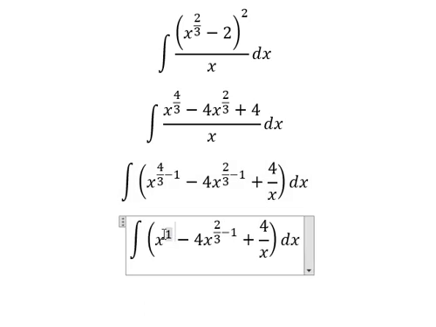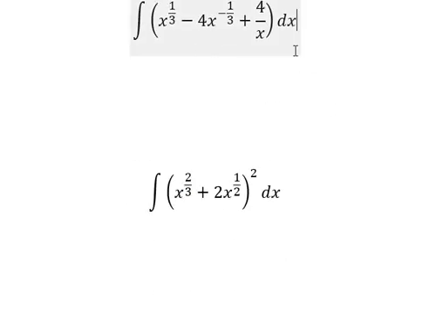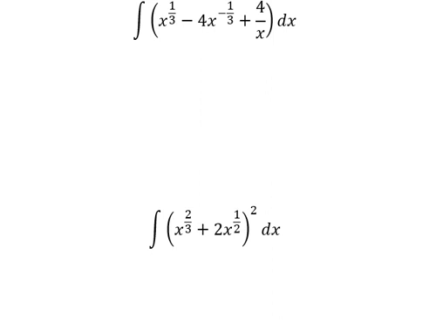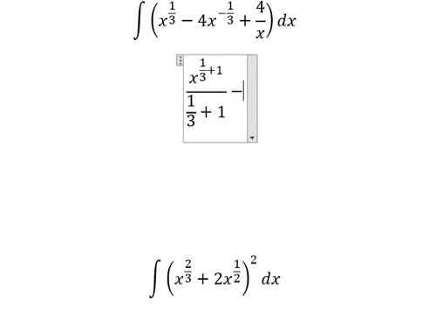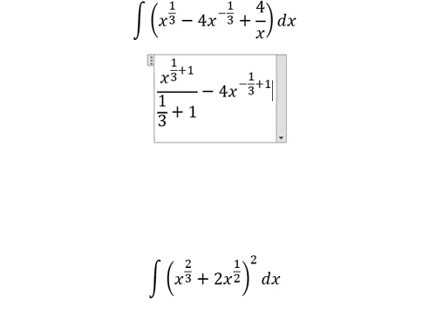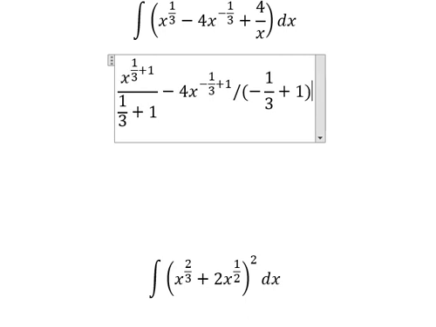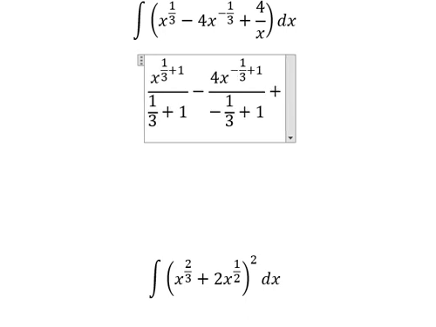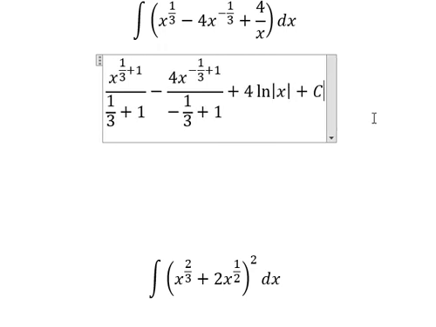So this one we have 1 over 3. This one we have negative 1 over 3. The integration of this one we have s to the power of 1 over 3 plus 1, over 1 over 3 plus 1, minus 4s to the power of negative 1 over 3 plus 1, over negative 1 over 3 plus 1. And the last one is about 4 ln of the absolute value of s, and we put c.